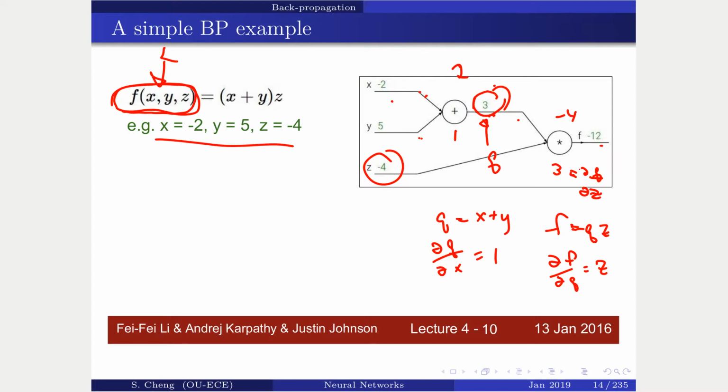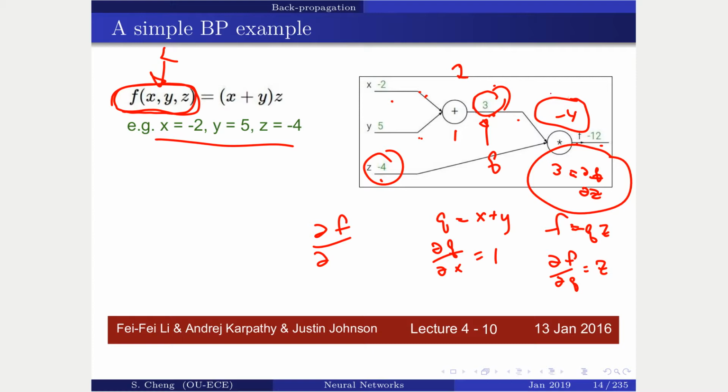Now if I want to go backward to find the partial derivative of F with respect to all of X, Y, and Z, let's just trace back. The partial derivative of F with respect to Z is already given, we already computed that and it's stored here. The partial derivative of F with respect to Q is stored here too. It's -4.